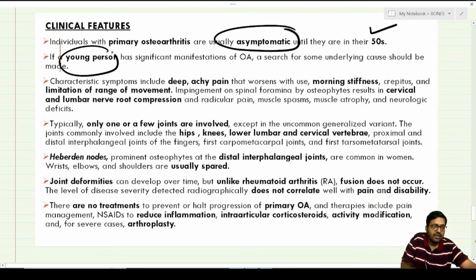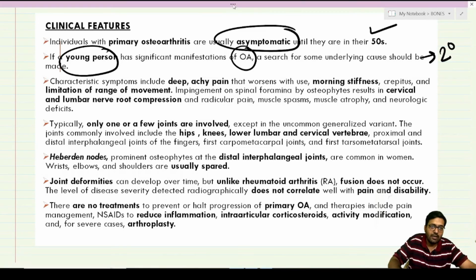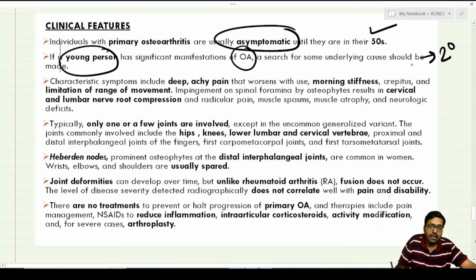Now if a young person is having significant manifestations of osteoarthritis, then it might be a secondary osteoarthritis, and we should search for secondary causes like any kind of joint injury in the past or any kind of secondary disorders like diabetes. Now, characteristic symptoms include deep achy pain that is worsened with use. There is a morning stiffness.